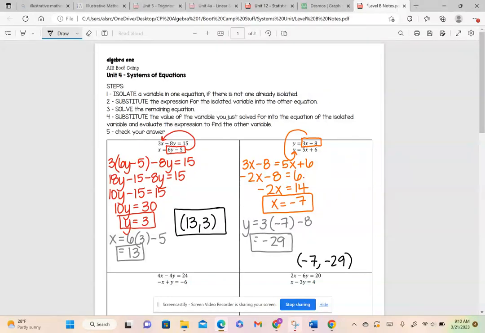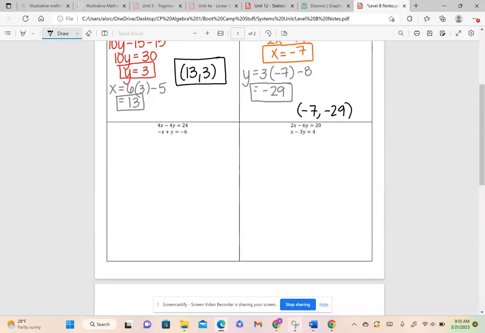Okay. Now, what happens when one is not isolated? You need to get it isolated. So I'm going to take this negative x and move it to that side. So I will have y equals x minus 6. That's my new equation. I now have it isolated. Plug it in for y. So I will have 4x minus 4, instead of y, I'll do x minus 6 equals 24.